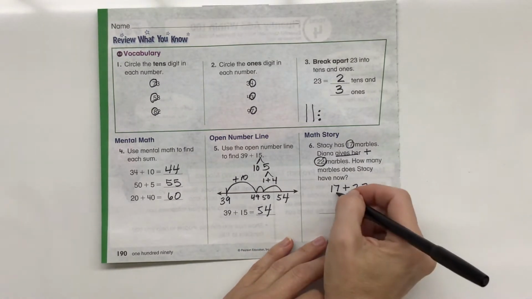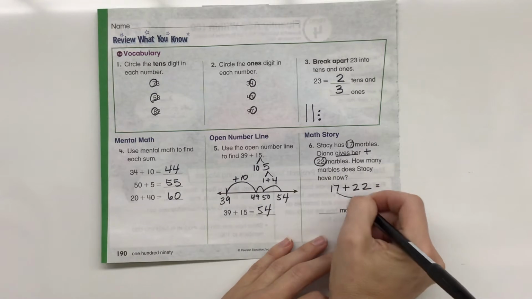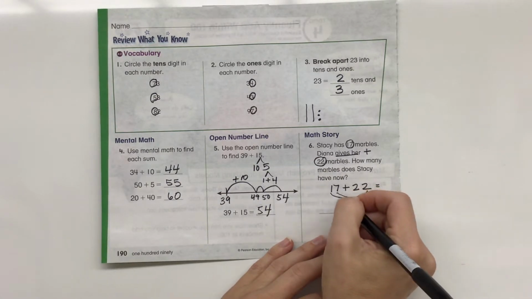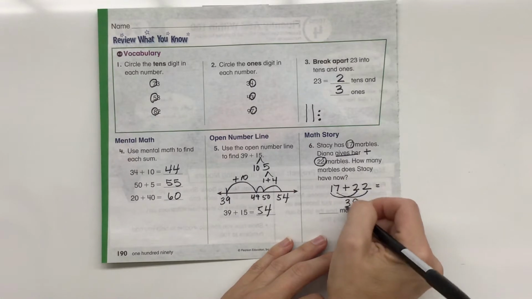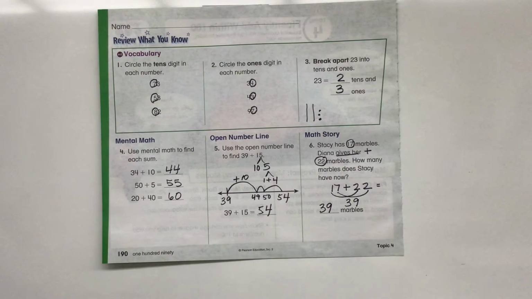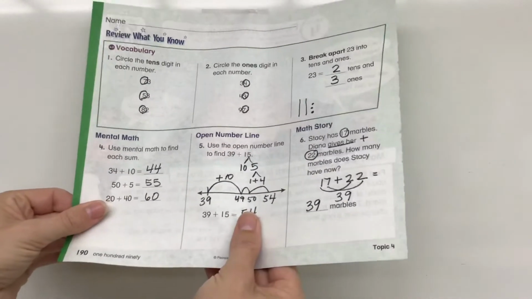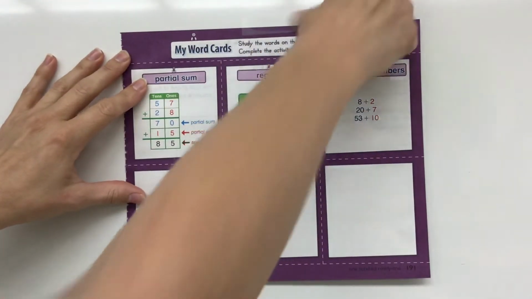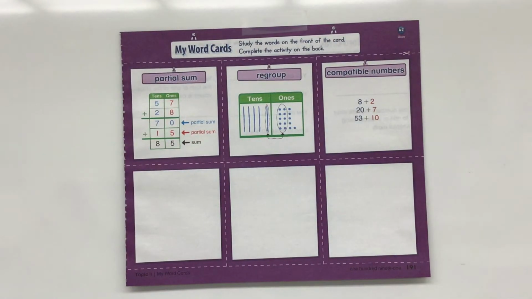All right, I'm going to do adding ones first. 7 plus 2 is 9, and 1 plus 2 is 3, so it's 39 marbles. All right, let's take a look at our word cards. These are the words that we're going to need to know as we go through this topic here. All right, so these are the word cards.